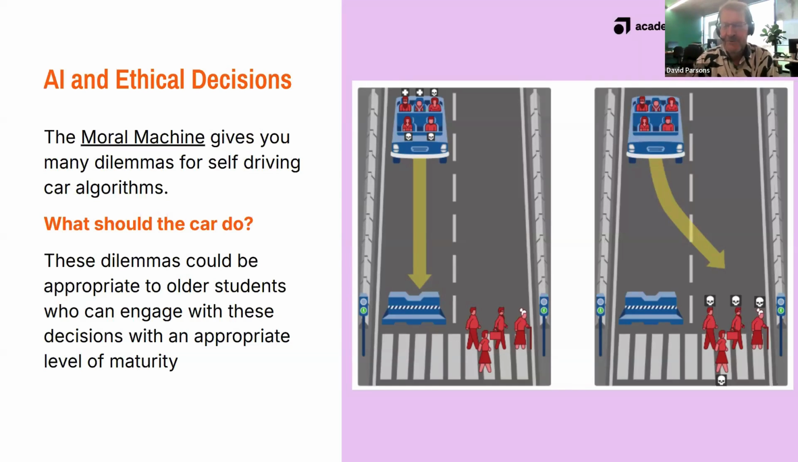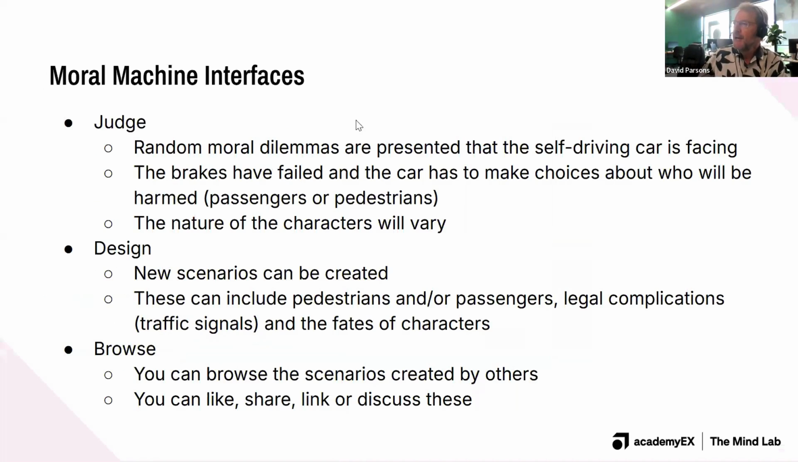So it's a really interesting thing for students to do. There are 3 different ways that people can engage with the Moral Machine. They can just judge the existing scenarios in the system, or, as you saw in the video, they can design their own new scenarios where they think about different factors that might come into play, and then other people can look at those, or you can browse the customized scenarios of others.